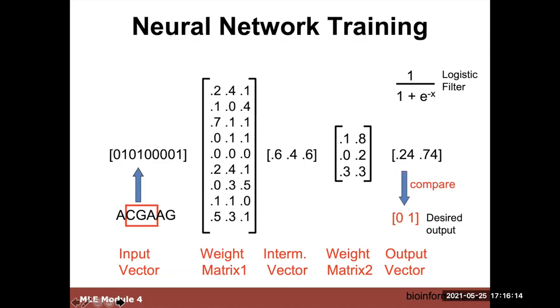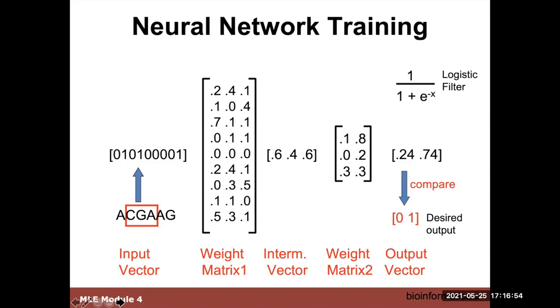I think we've shown this same structure before, where we have a vector, a set of numbers that encodes the sequence. We have a weight matrix. In this case, the weight matrix has to have the same number of rows as the length of the input vector. This is just general linear algebra. So we take a 9 by 1 matrix, multiply it by a 9 by 3 matrix, which gives us a 3 by 1 matrix, and we multiply that 3 by 1 matrix by a 3 by 2, and that gives us a 2 by 1 matrix, which is, let's say, our desired output.